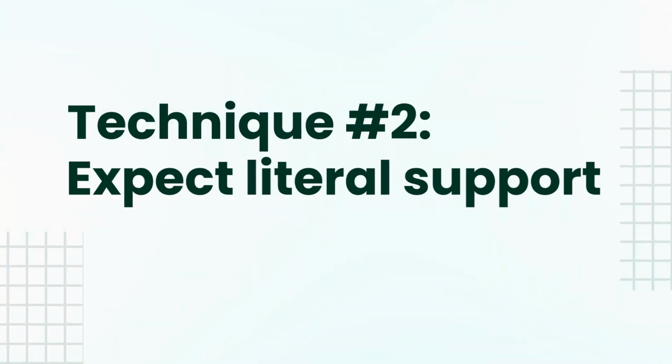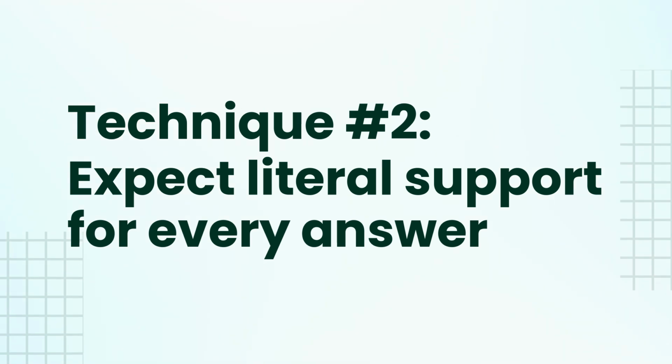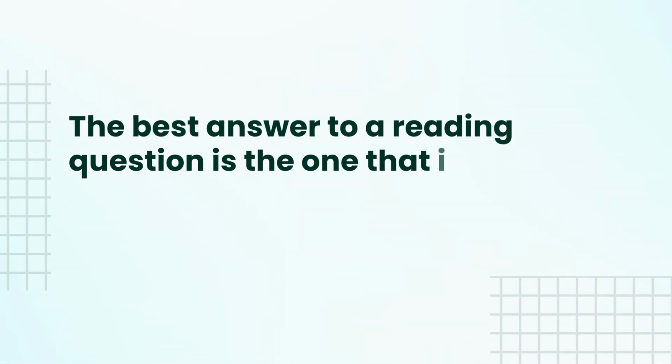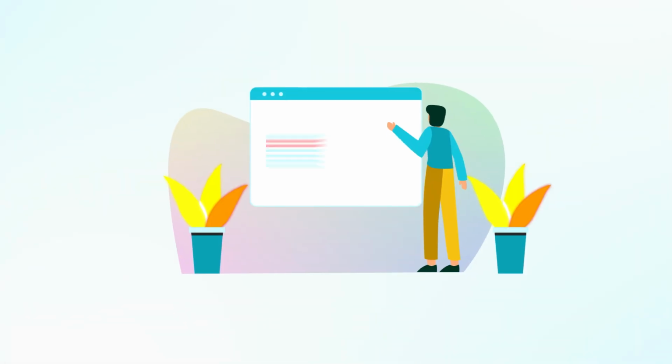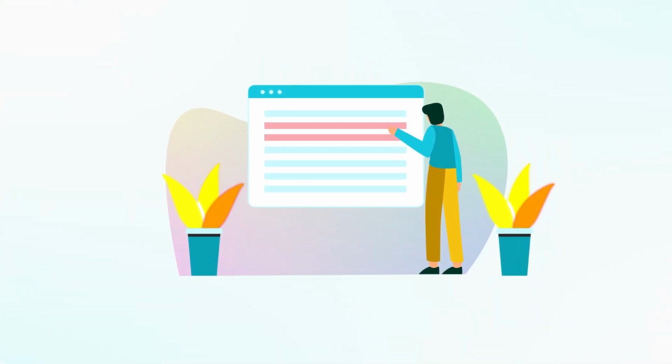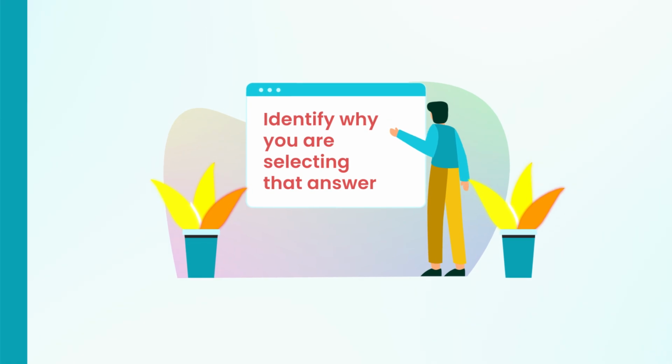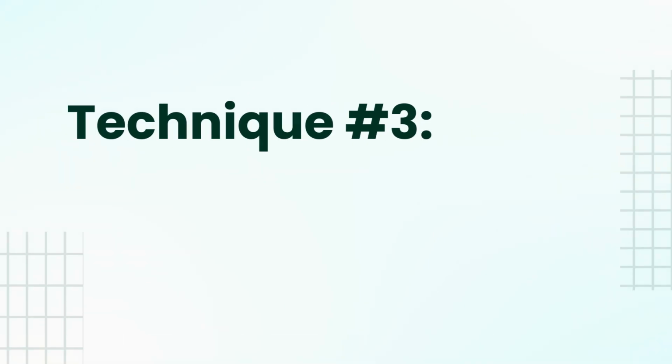Technique number 2, expect literal support for every answer. On the SAT, you do not want to rely on what sounds right. The best answer to a reading question is the one that is most directly supported by evidence in the passage. So you should be able to point to the passage and identify why you are selecting that answer. Oftentimes, a couple of answer choices can already be removed because they don't match the passage. So then you might be having to choose between a remaining 2 answers. And that takes me to technique number 3.